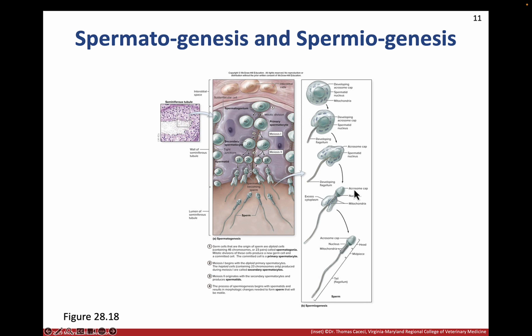Now we see real development here with the acrosome cap, the nucleus. We now actually see the mitochondria, excess cytoplasm, and the flagellum. Now, what's important to keep in mind about the acrosome cap is that it has digestive enzymes. And those digestive enzymes are really important so that once they get to the egg, those enzymes can digest through the outer layer of the egg and fertilize it.